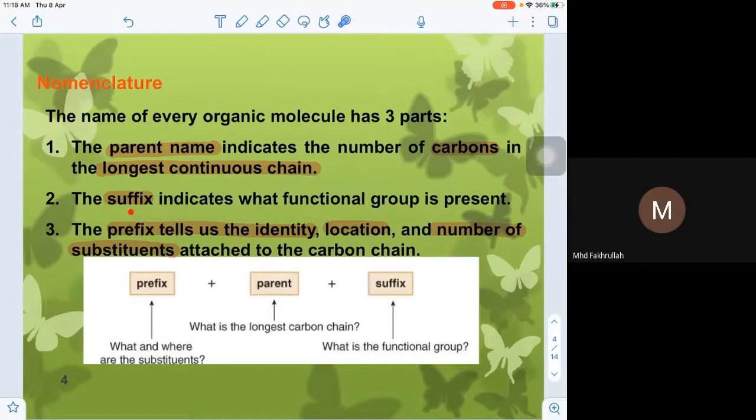Alcohol, the suffix will be "ol". Aldehyde, suffix will be "al". Okay, for alkane, suffix is "ane." And then identify the branches.